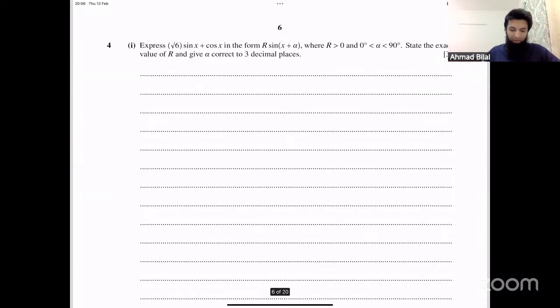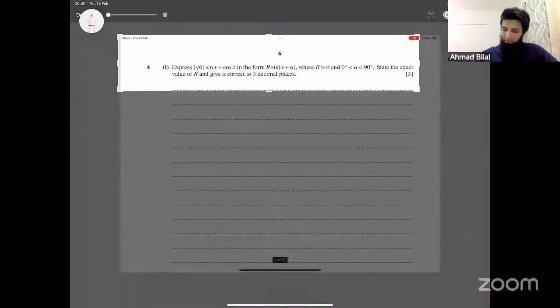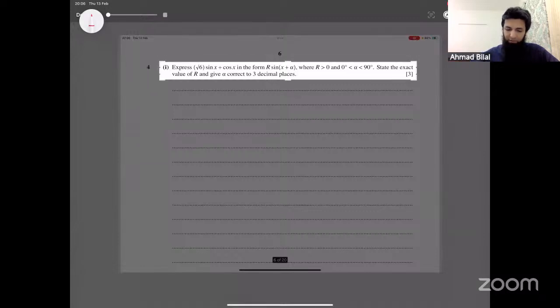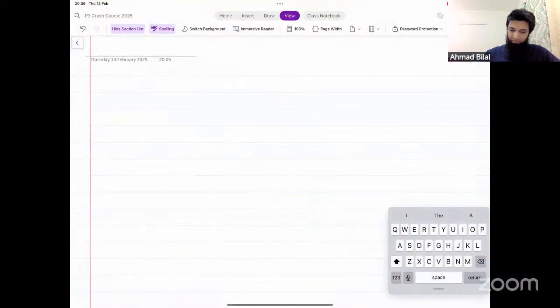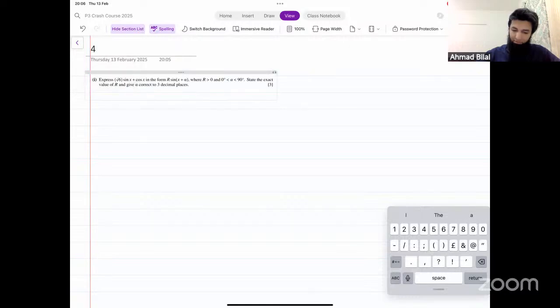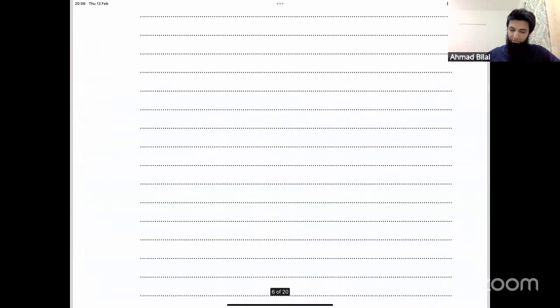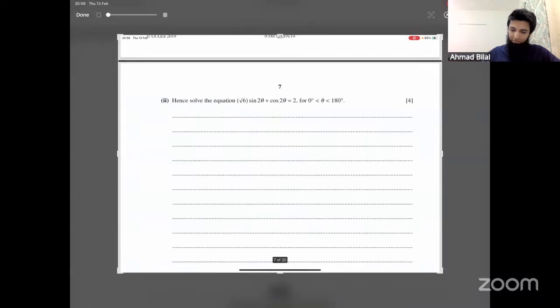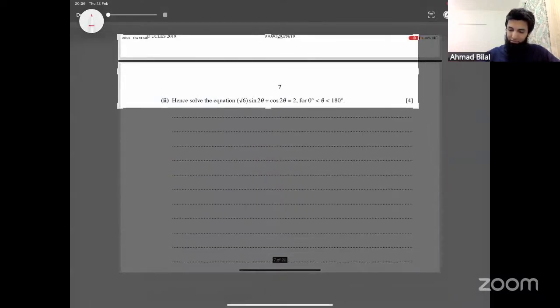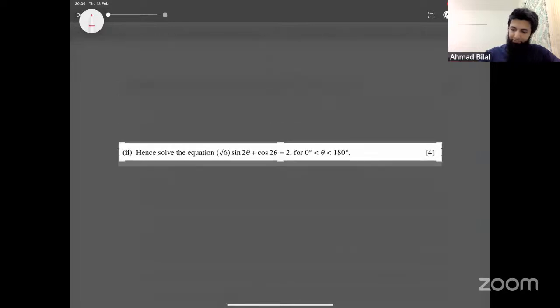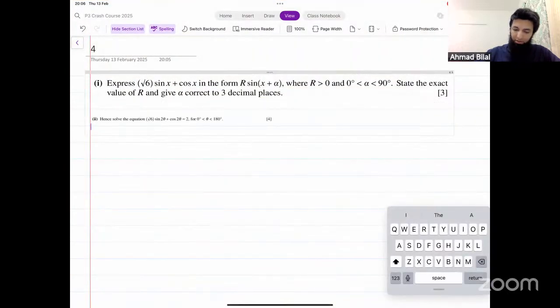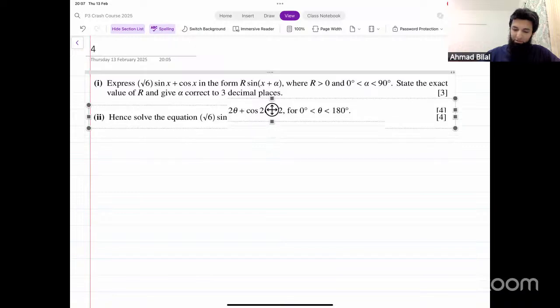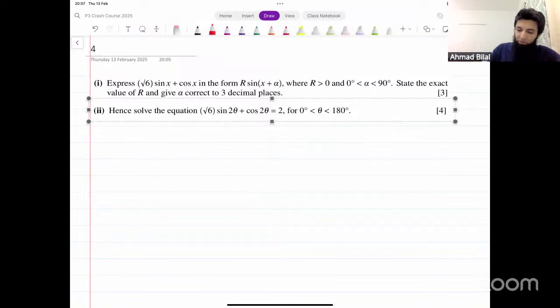Okay, so this one, right? Question number 4 from this paper, and this is November 19. It does not look that difficult again. We're saying the second part of this question, the first part is going to be required for the second part. What I'll do is I'll quickly find the values.